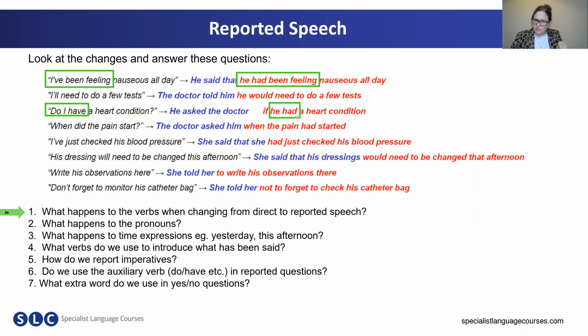There are a few other changes for questions, but in terms of tense, it still changes from present to past. Again here, when did the pain start? Past simple. When the pain had started, past perfect. I've just checked, present perfect. She had just checked, past perfect. Okay.